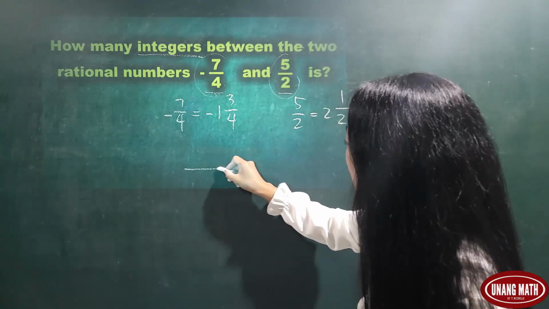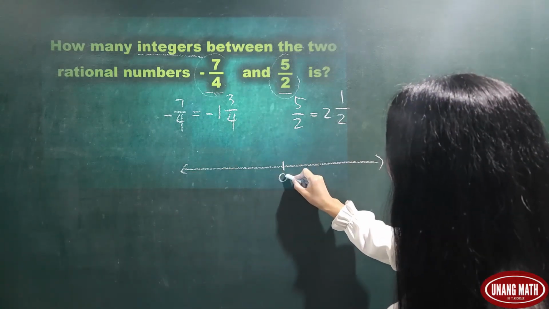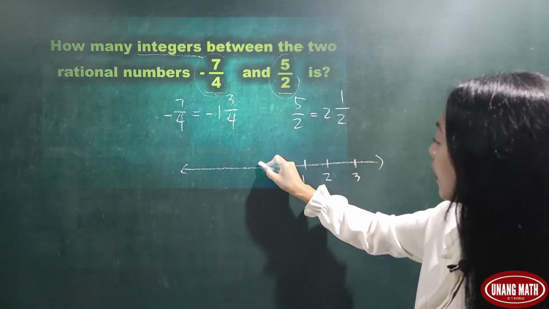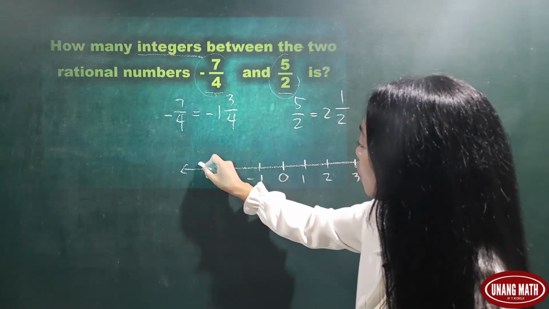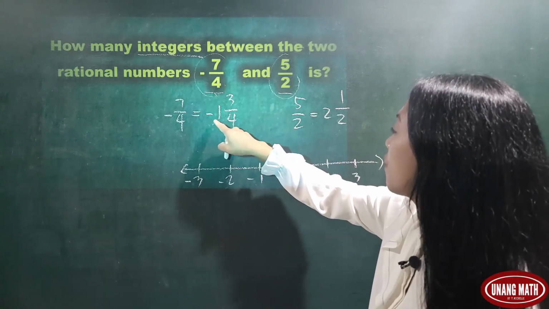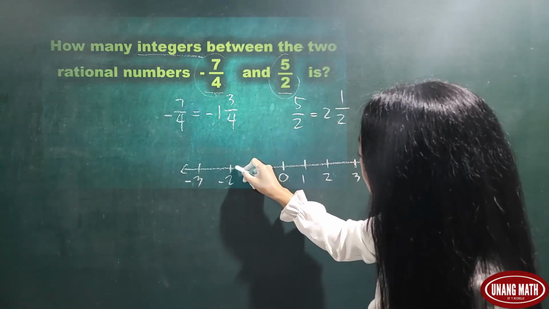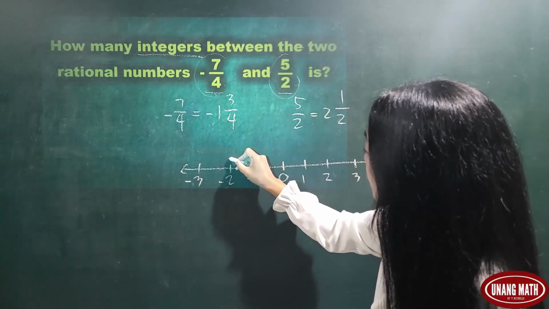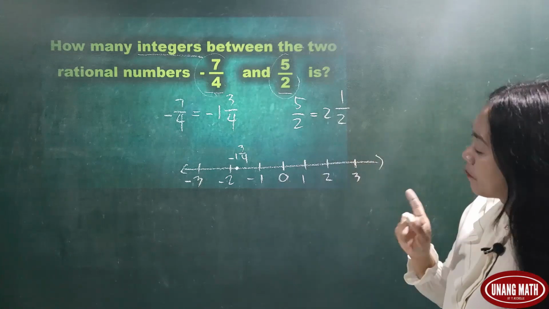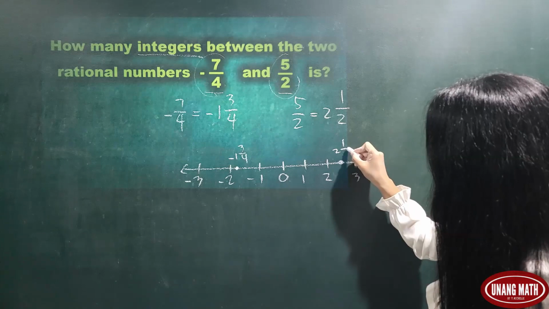This time, let's draw a number line. This is the center or the origin. This is positive 1, positive 2, positive 3. Negative 1, negative 2, negative 3. Let's put negative 1 and 3 over 4 on this number line. This point is somewhere here, so this is negative 1 and 3 over 4. How about 2 and 1/2? It's between 2 and 3, so this point is 2 and 1/2.